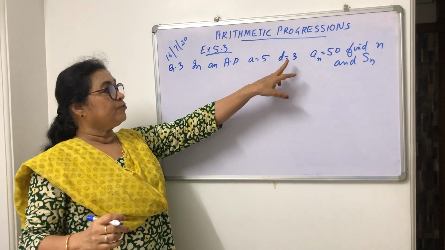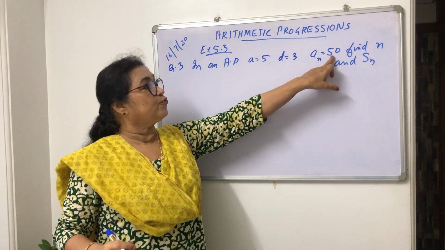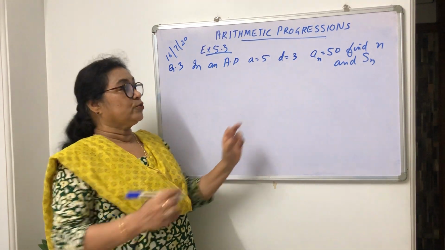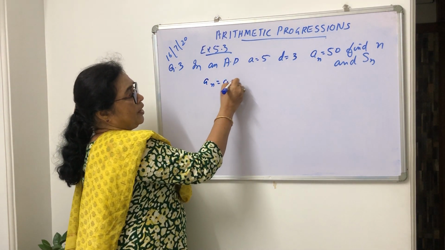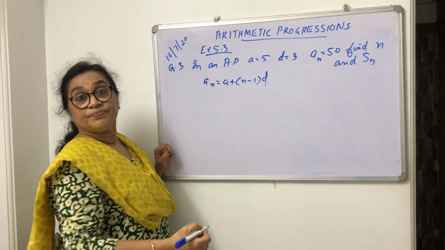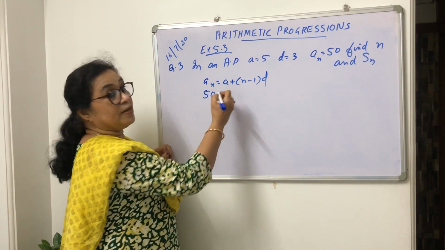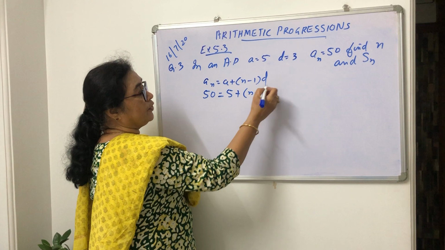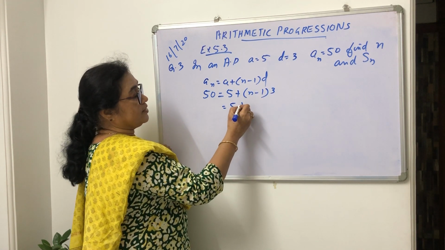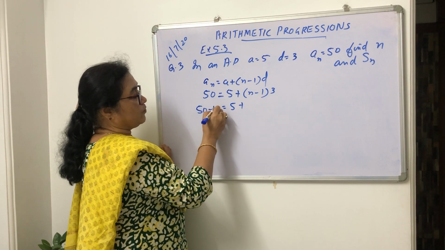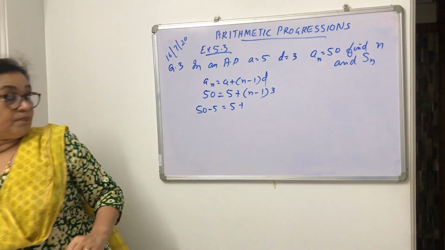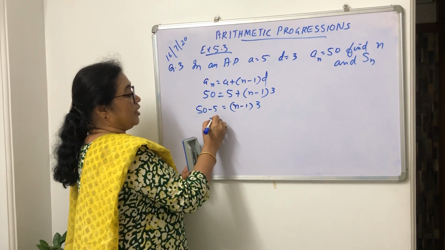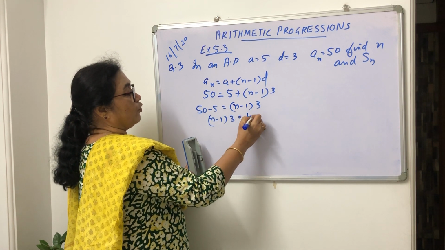AP, a is equal to 5, d is equal to 3, an equal to 50. You need to find out n and Sn. So an equals a plus n minus 1 into d. An is given 50, a is 5, d is 3. So 50 minus 5 is n minus 1 into 3. So n minus 1 into 3 is 45.